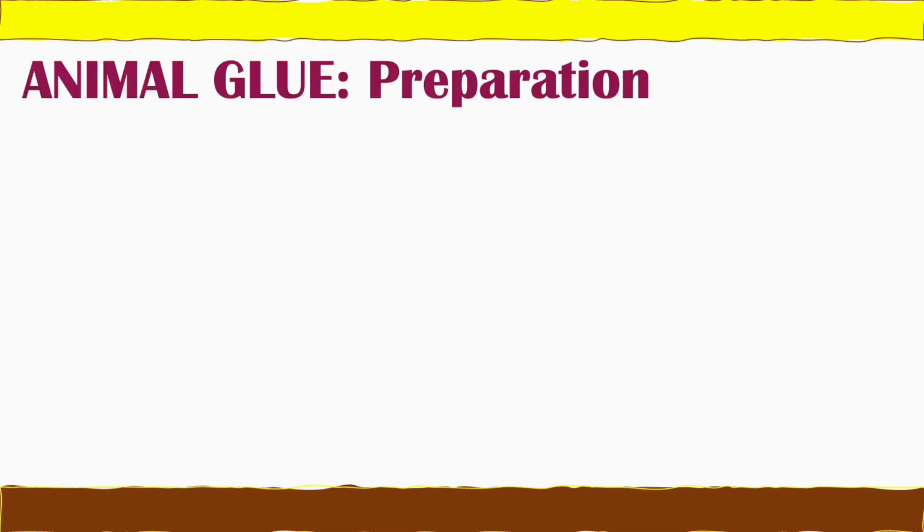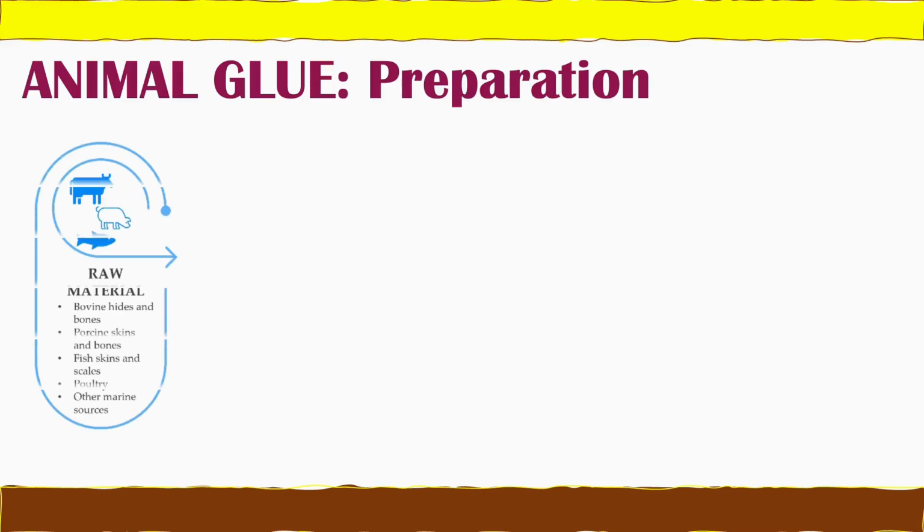Now let's talk about the manufacturing or the preparation of the animal glue. Basically, this process consists of four major steps. Number one is procuring the raw material, whether I want to prepare the animal glue using the hide or the bone. So I need bovine hides and bones. Sometimes we also use fish skin, fish scales, poultry skin and other marine sources. So the first step is procurement of the raw material.